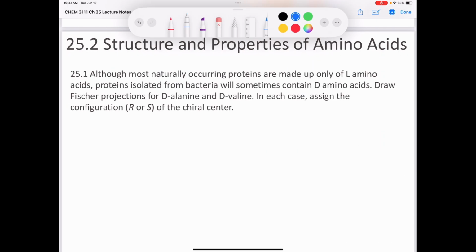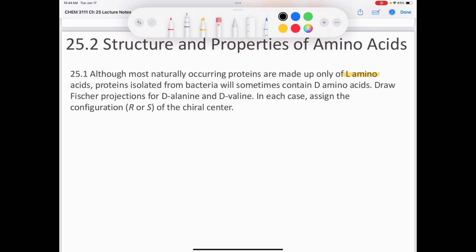Question 25.1: Although most naturally occurring proteins are made up of only L amino acids, so remember that the naturally occurring sugars are the D sugars, but the naturally occurring amino acids are the L amino acids, proteins isolated from bacteria will sometimes contain D amino acids. Draw the Fischer projections of D-alanine and D-valine. In each case, assign the configuration as R or S at the chiral center.